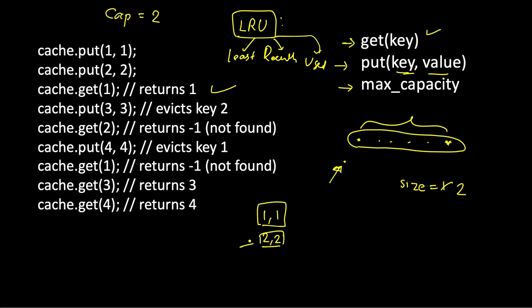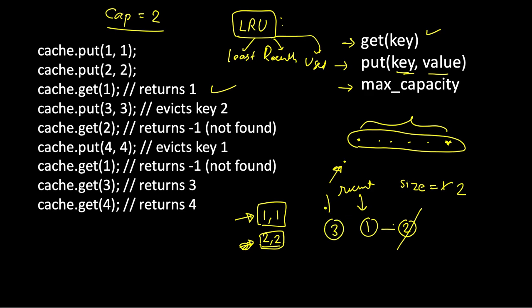Earlier 2 was the latest key. Since we put it, this was the last key or the most recent key. Now when we access 1, 1 is the most recent key. So 1 is here, 2 is here. We will keep the most recent in the beginning. Now we want to put 3, but our capacity is 2. Size is already 2. So we have to remove one of them. So this side is recent. So we will remove 2 and put 3 here.